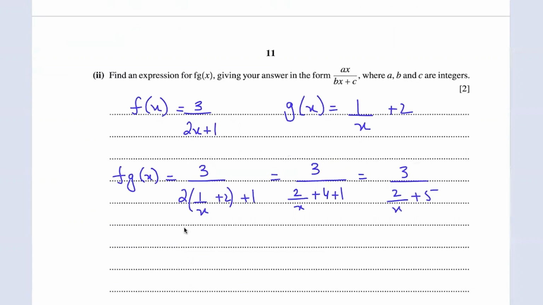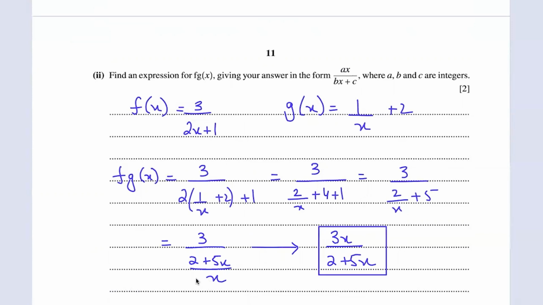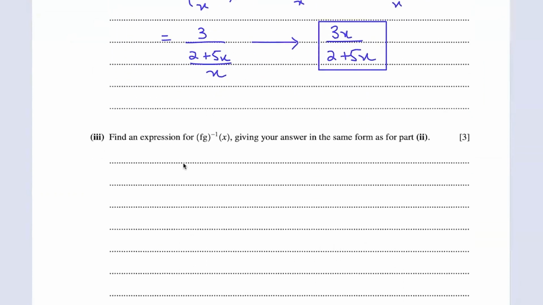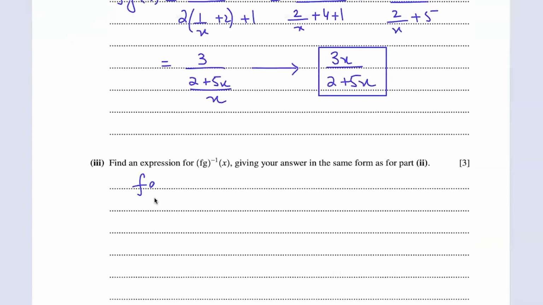Now taking LCM in the denominator, we'll have 3 upon 2 plus 5x upon x. So this can be rearranged and written as 3x upon 2 plus 5x. In the next part, we have to find an expression for fg inverse. So we already have the function fg of x, which is 3x upon 2 plus 5x.